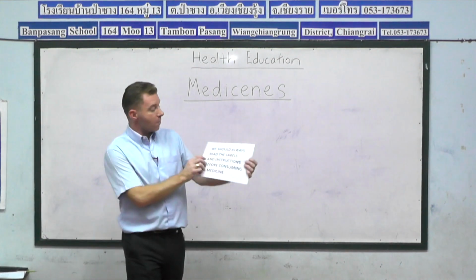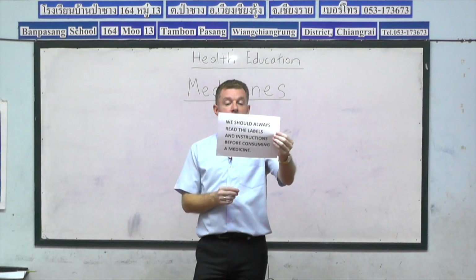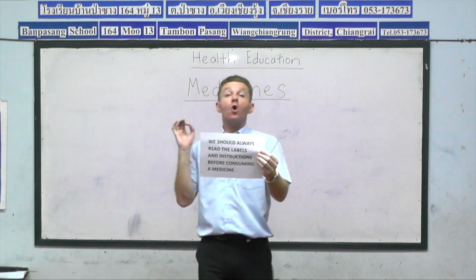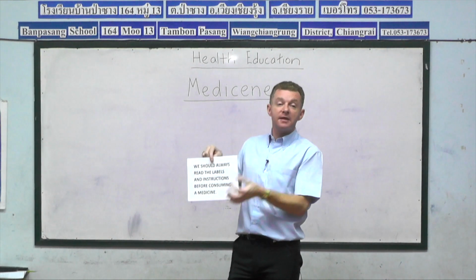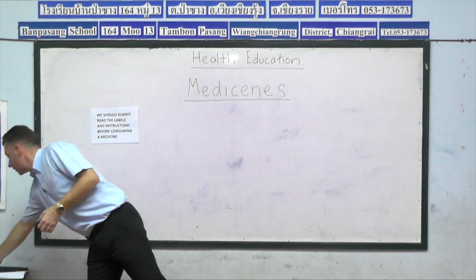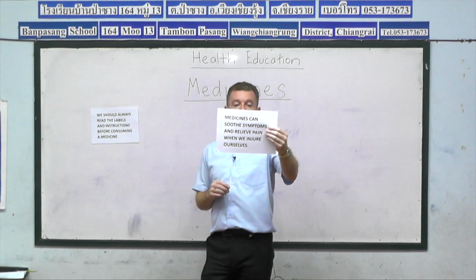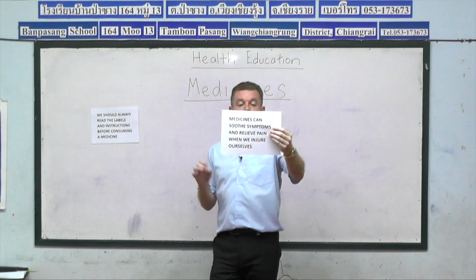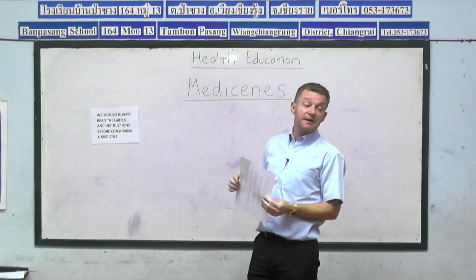So the first sentence about medicine: we should always read the labels and instructions before consuming a medicine. And that word there, consuming, is another word for eating. So that's our first sentence. And then sentence number 2: medicines can soothe symptoms and relieve pain when we injure ourselves. Yes, medicines can be a nice painkiller.